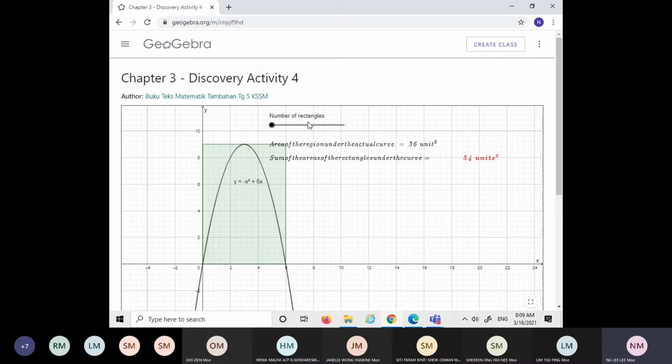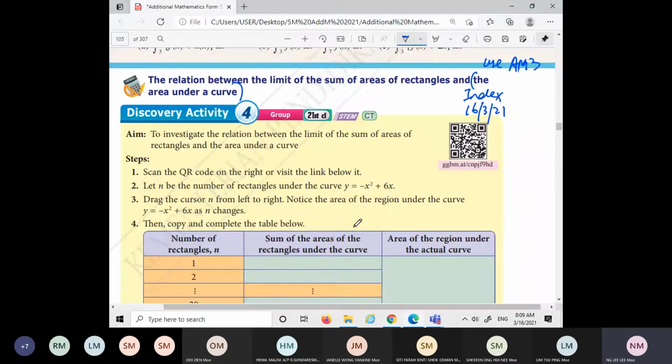Okay, so you see this. We go back to the textbook. Let n be the number of rectangles under the curve. So after this I will make n become bigger and bigger, which means I want to make more rectangles under the curve, I cut the rectangle to become smaller, so that I will get a greater number of rectangles.